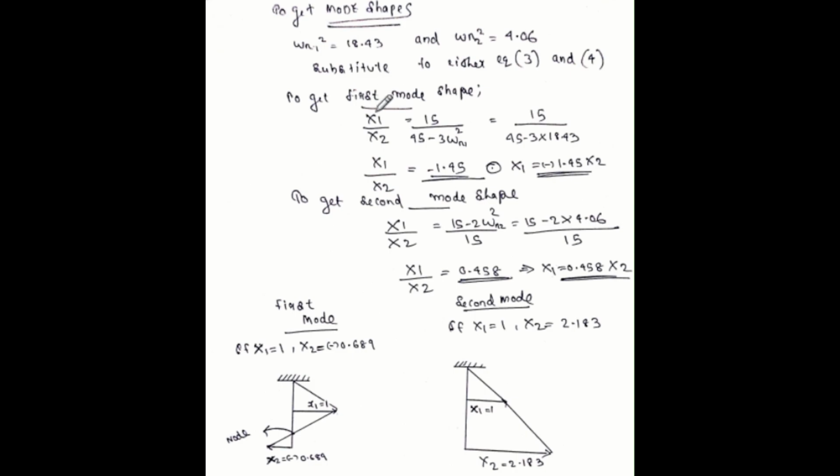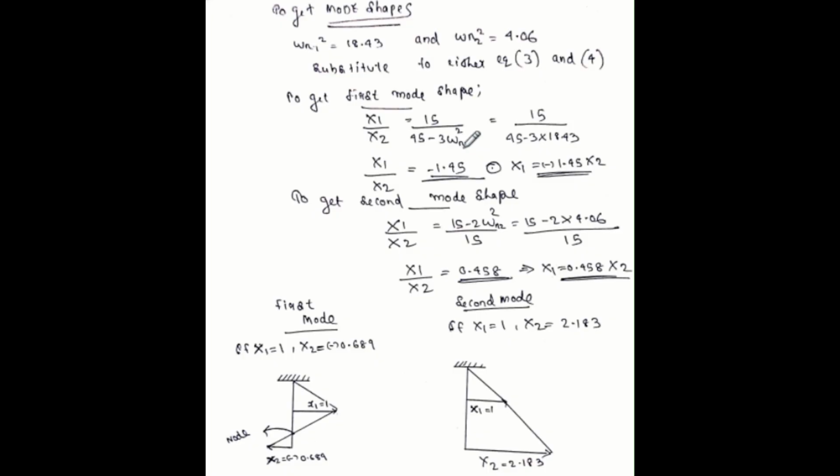To get the first mode shape, we have the first equation, the amplitude ratio considering the first mass system. That will be x1 by x2. We substitute in this equation. We now know the value of omega n1 square. In the previous derivation it is omega square, but to get the first mode we substitute omega n1, meaning the first natural frequency. So that omega should be omega n1 square.